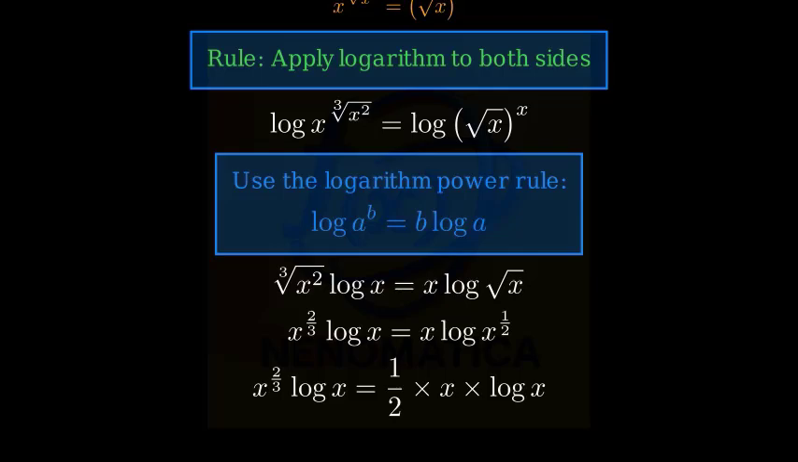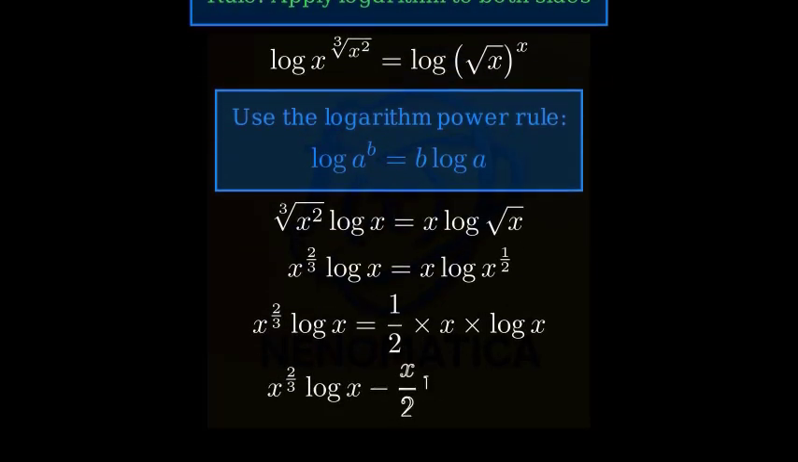To solve for x, let's bring all the terms to the left side of the equation. We subtract 1/2 times x times log x from both sides, giving us x to the power of 2/3 times log x minus x over 2 times log x equals 0.